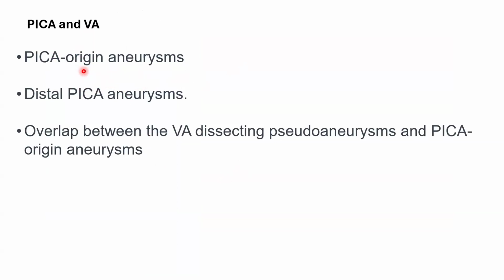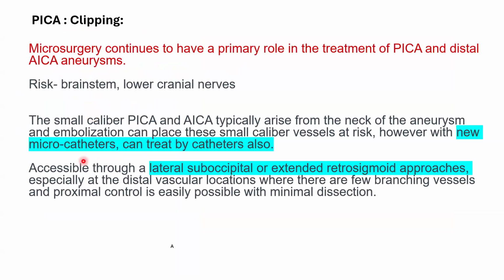Then there are PICA and vertebral artery aneurysms. The PICA aneurysm can arise from the origin at the VA-PICA junction, or there can be distal PICA aneurysms. Then there can be a vertebral artery dissecting aneurysm which overlaps and goes into the PICA. So you need to understand the origin of the aneurysm in relation to the PICA. As Dr. Mathew Ibrahim said, these aneurysms can reasonably be handled by open surgery, and the outcome is also good in terms of completeness of treatment. But with new microcatheters, one can treat these aneurysms by catheters also.